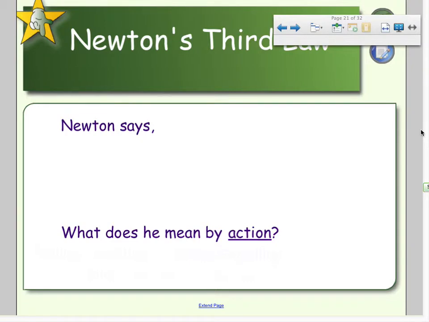Aisha. What's Newton's third law? You should have this now. Newton's third law is, Zoe. Every action there is an opposite and equal reaction. And an action would be anything that is a push or pull. Push or pull or a force. Good.